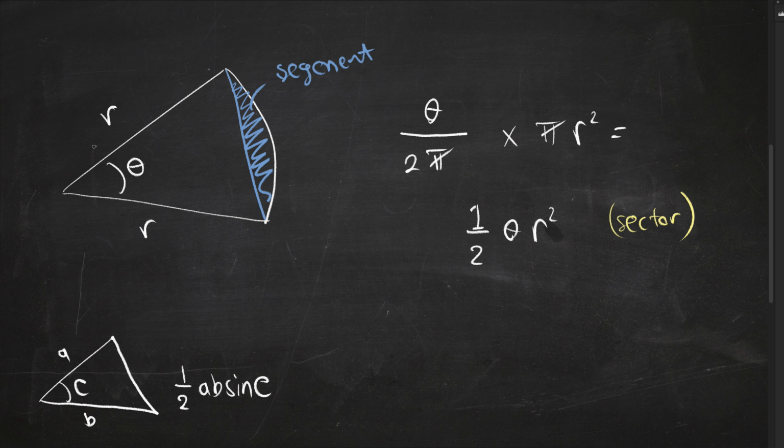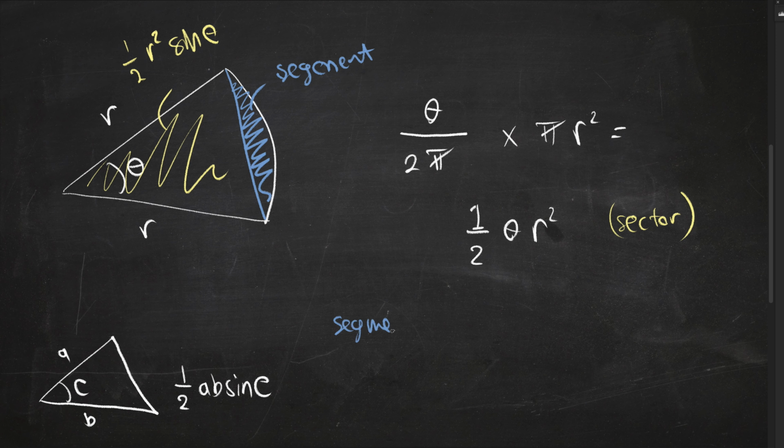In our case, that's going to be R times R, which is R squared, times a half, and then times the sine theta. So this whole triangle gives you half R squared sine theta. Then if you do the sector minus the triangle, you get the segment, and that leaves us with the segment formula. Let's just write that out.